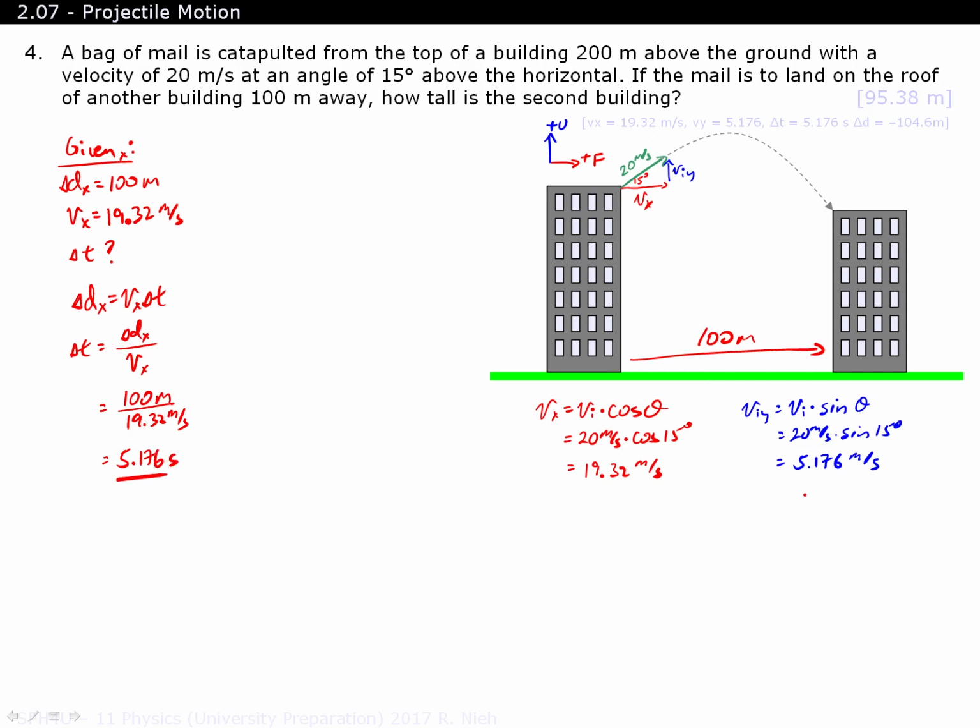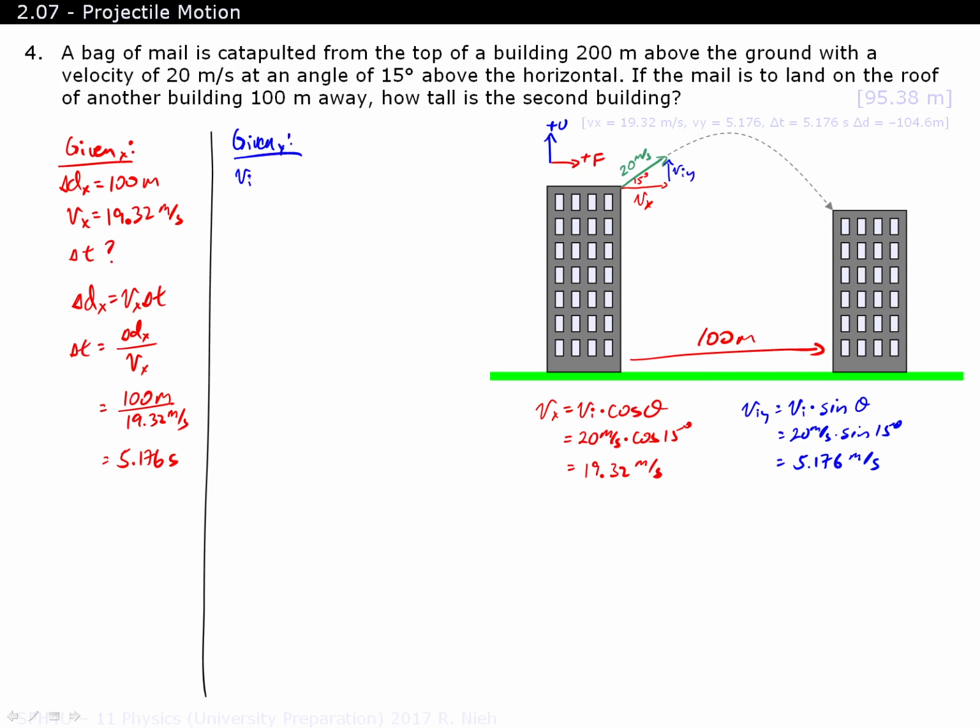And yeah, this measurement here is coincidental with Viy. Wasn't expecting that, but it worked out coincidentally here. All right, so it takes 5 seconds for it to travel across, which means that it also took 5 seconds for it to go up and down. And now we'll deal with the y dimension. Let's see what we know in the y dimension.